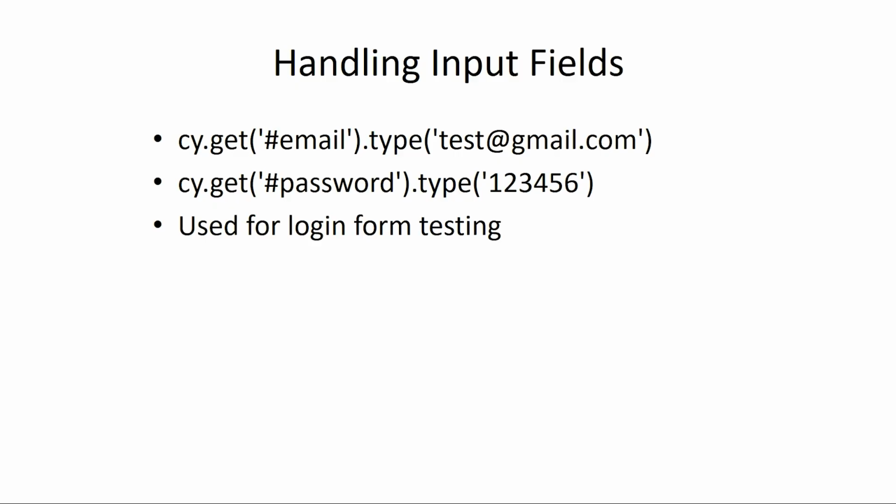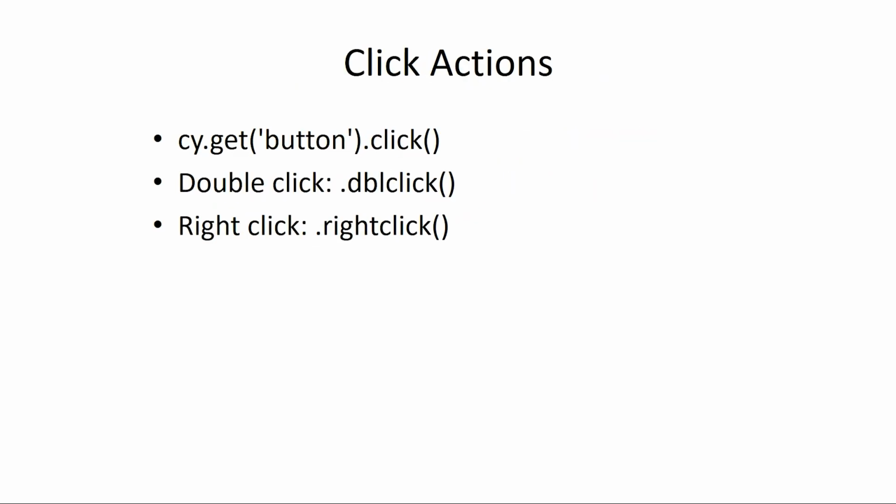Handling input fields. If you want to enter an email in the email field, enter cy.get('#email').type. First, you need to locate the element. For locating the element, enter the command cy.get email .type. .type is used for entering the text in the text field. cy.get, and then enter the element for the password field, .type, and then enter the password, used for login form testing.